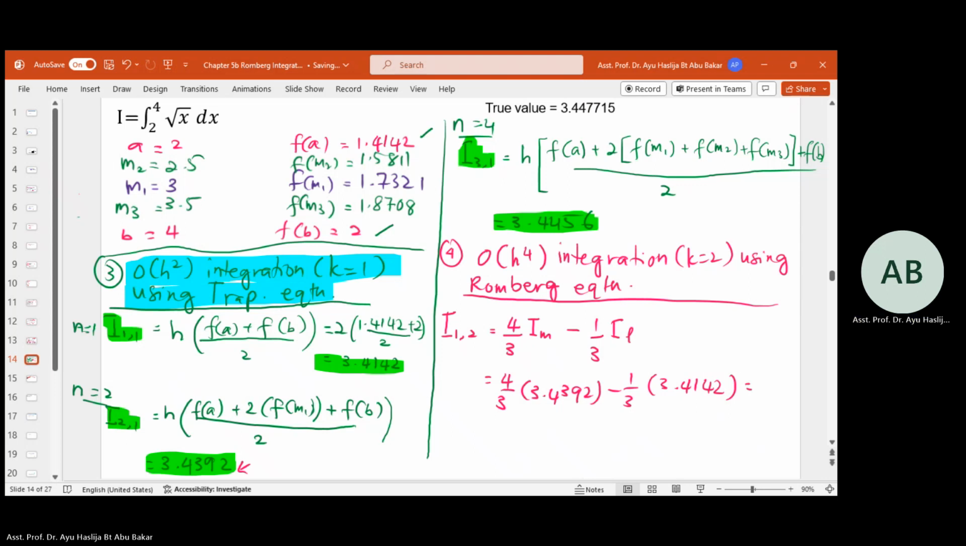Rabia, what do you get? Correct. 3.4475. Okay, try to find I22. What do you get? 3.4477. Okay, around there. 77.